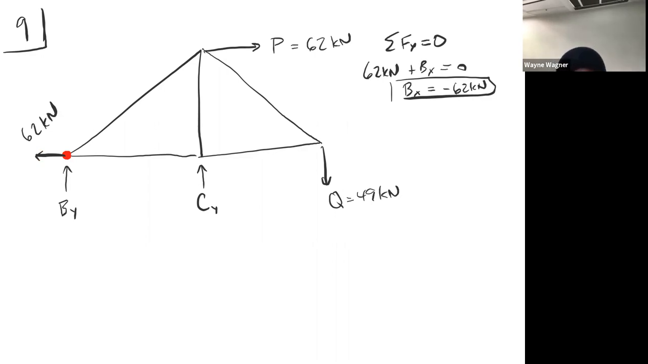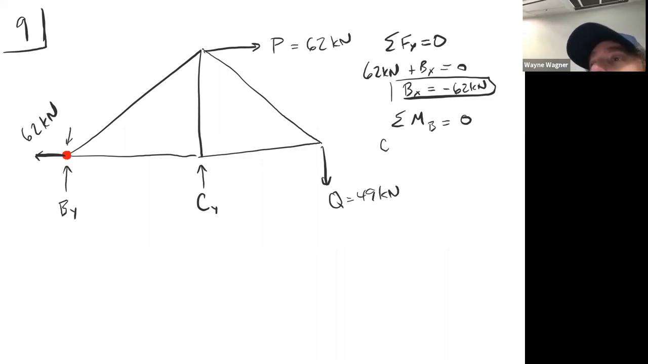And then to get CY or BY, either one, I need to sum moments. And you can do that wherever you want. If I want to solve for either of those two, I'm going to make my point either at point B or at point C. To me, B is just the easiest. So I'm going to do the sum of the moments around point B equals 0. Why? Because that gets rid of both of these forces; they are not in my equation.